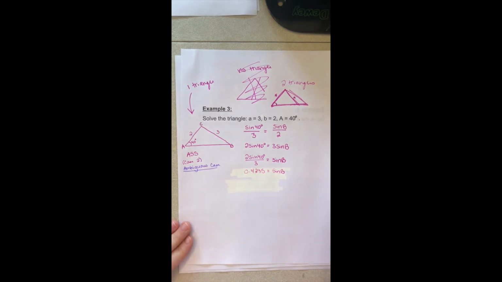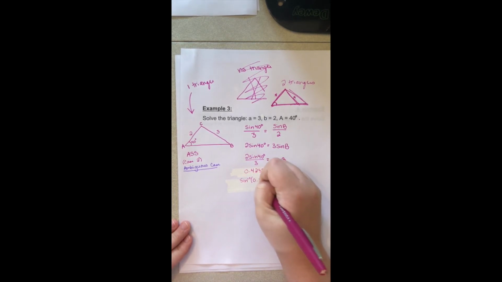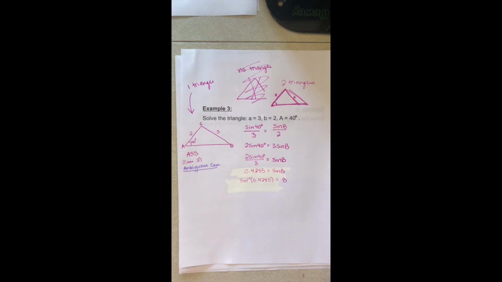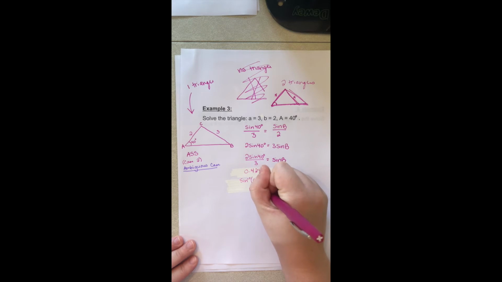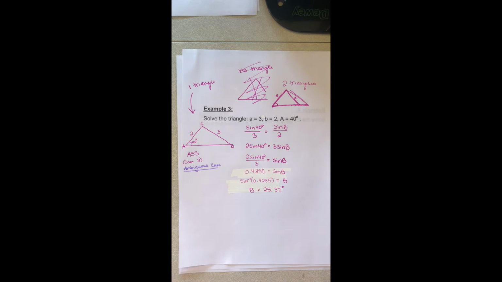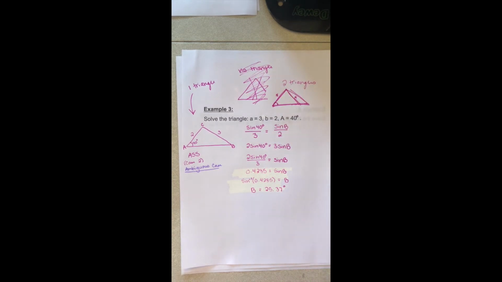So from here, I'm going to now take the inverse of both sides, sine inverse of 0.4285 equals B. Sine inverse of 0.4285. And that tells me B is 25.37 degrees. Now, I got out an angle value for B. That means I definitely at least have one triangle. My answer is not no triangles.